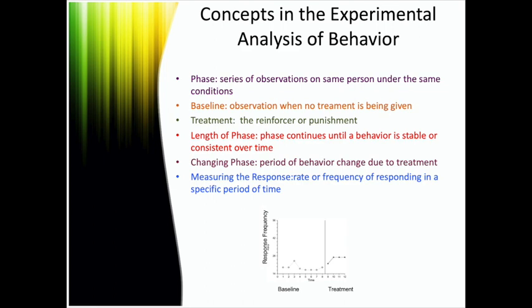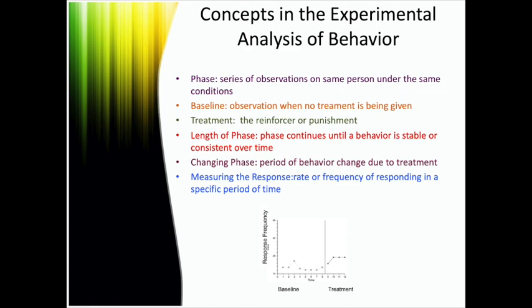So the next term you need to know is length of phase. And length of phase depends on the stability of the behavior that you're observing. So each phase continues until a behavior is stable or consistent over time. So when Pavlov was observing the dog when the bell was rung and then the dog would drool, once that behavior became consistent over time, meaning every time the bell rang, the dog drooled, you could probably conclude that phase because the behavior is stable at that point.